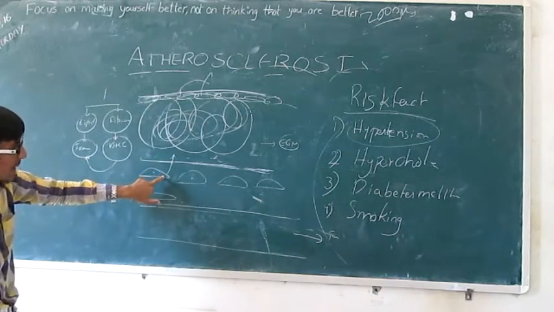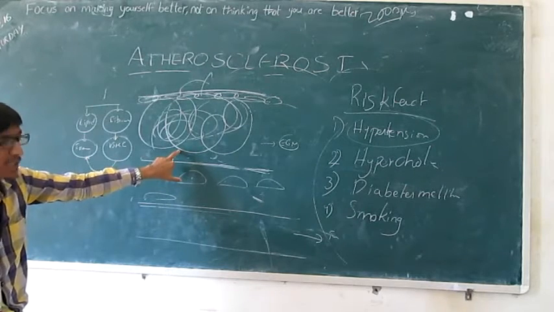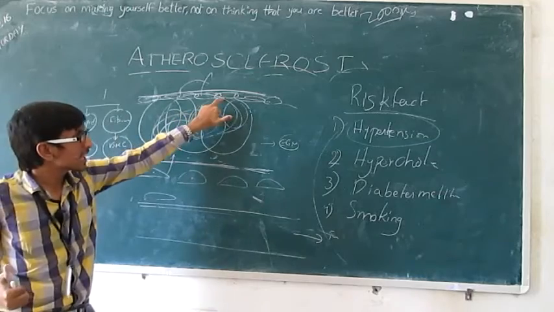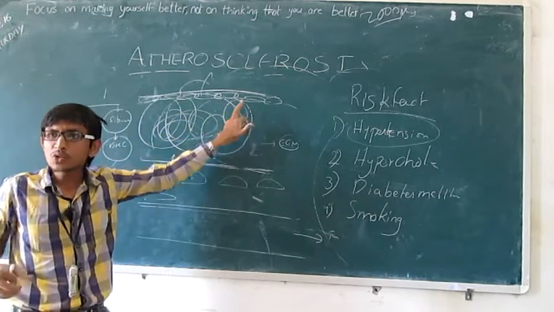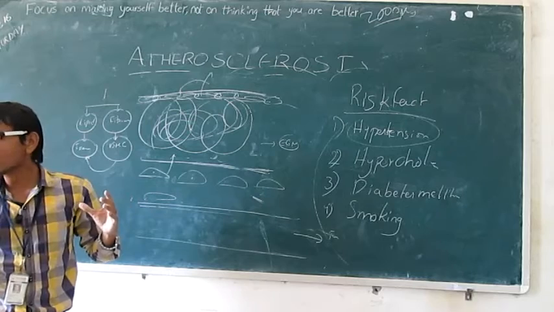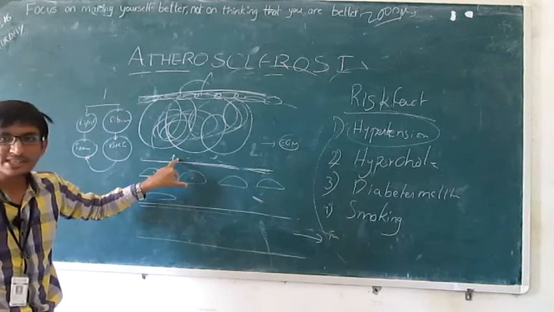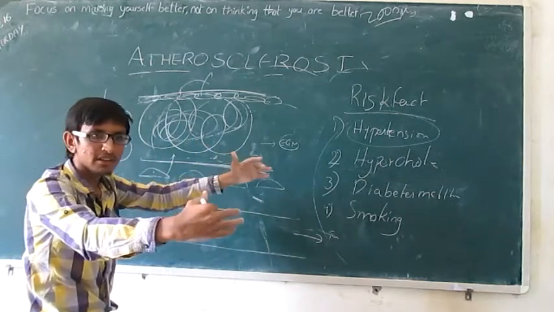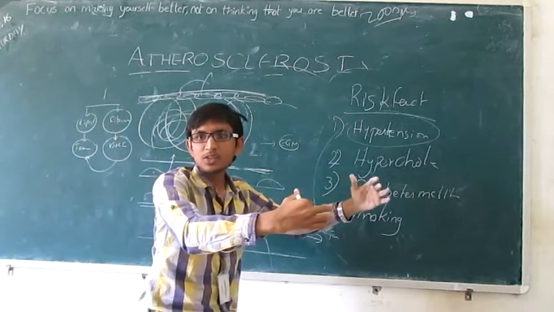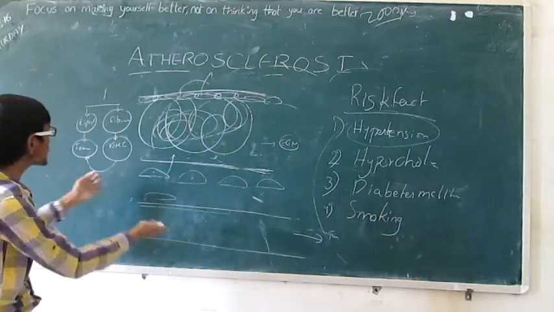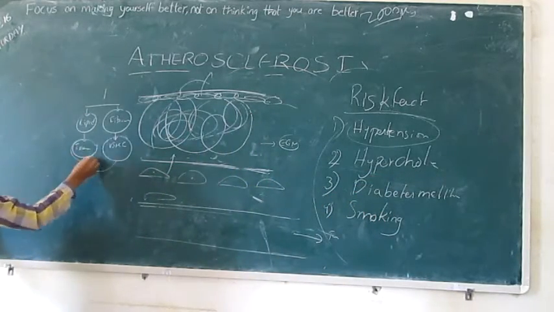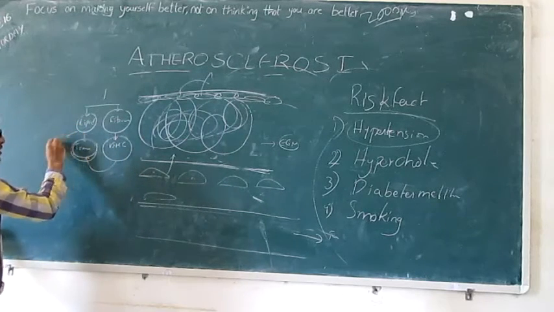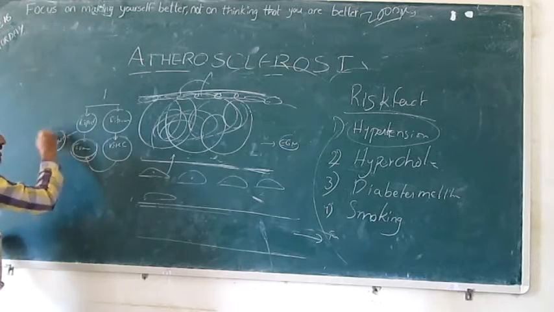Whenever these vascular smooth muscle cells enter your subendothelial space, they proliferate. After proliferation, they secrete extracellular matrix. Some population of these vascular smooth muscle cells behave like macrophages, where they engulf what? LDL. So once they engulf LDL, even vascular smooth muscle cells transform into foam cells. Okay. Now this lipid core is also contributed to by vascular smooth muscle cells.